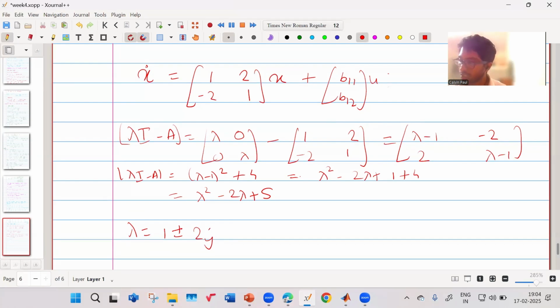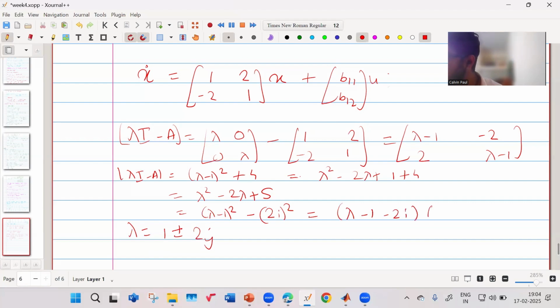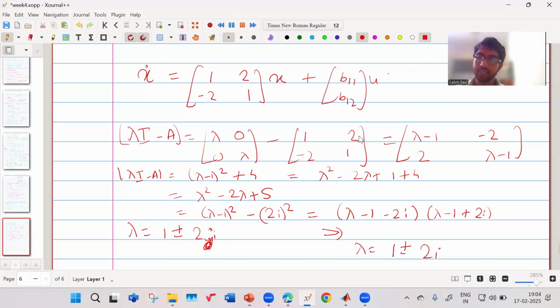Okay, so we can find the eigenvalues given by 1 minus 2, 5. If you find the eigenvalues, you will get them to be 1 plus or minus 2j. Okay, so these are the eigenvalues, right? So you must observe this matrix very, very carefully. If you will observe the matrix, you will understand what has happened. Let us write it in a better way. So this actually is equal to lambda minus 1 square minus 2i square. Okay. So this can be written as lambda minus 1 minus 2i into lambda minus 1 plus 2i. Okay. Right. That is why you get your lambda is equal to 1 plus or minus 2i. So this is why they are complex eigenvalues you are getting.